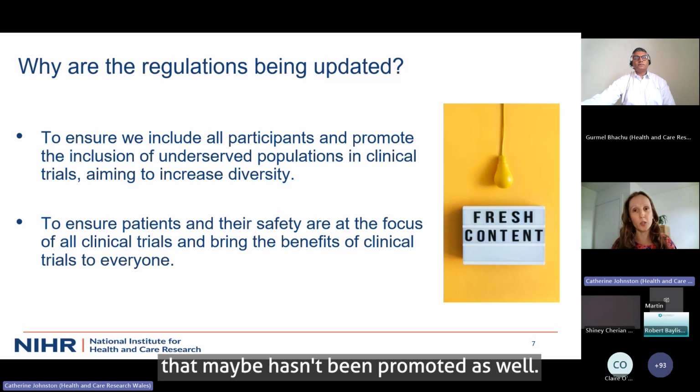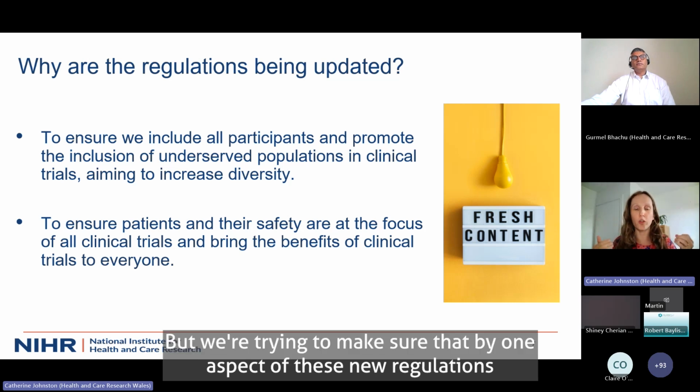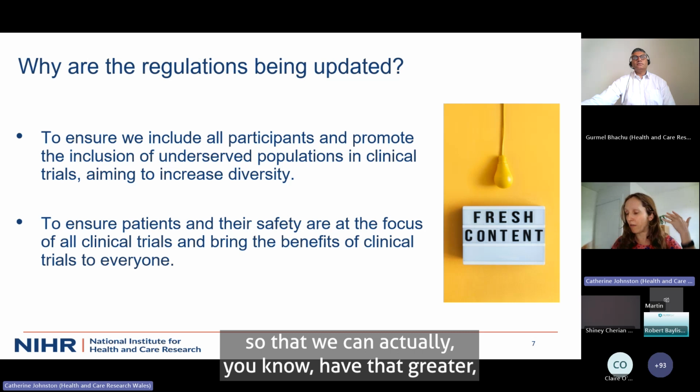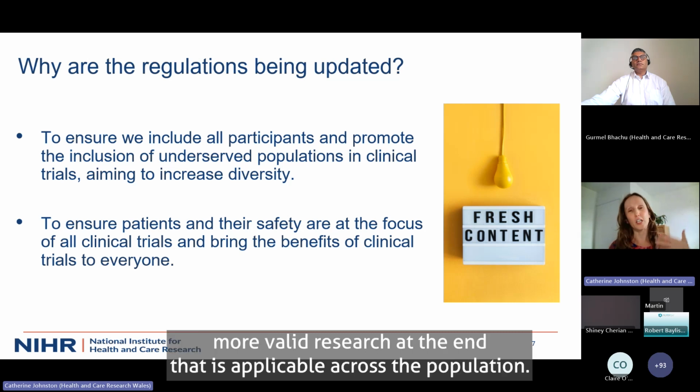That maybe hasn't been promoted as well, but one aspect of these new regulations and the new GCP is to get much greater diversity in our research groups, so that we can have that greater, more valid research at the end that is applicable across the population.